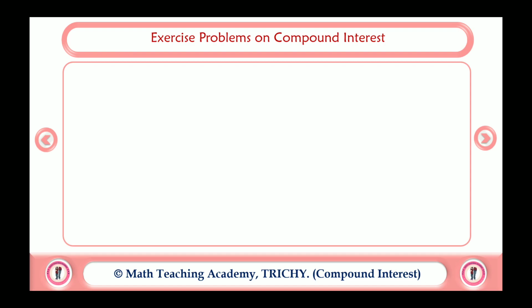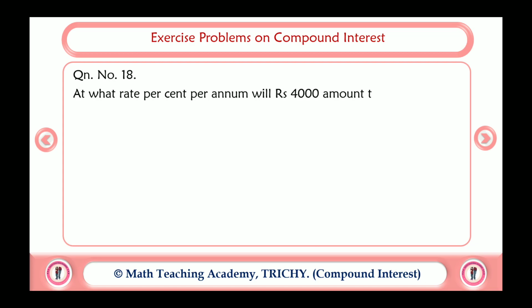Exercise problems on compound interest. Question number 18. At what rate percent per annum will rupees 4,000 amount to rupees 4,410 in 2 years when compounded annually?